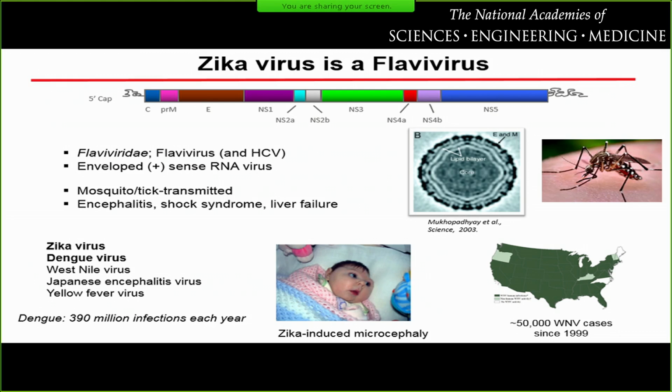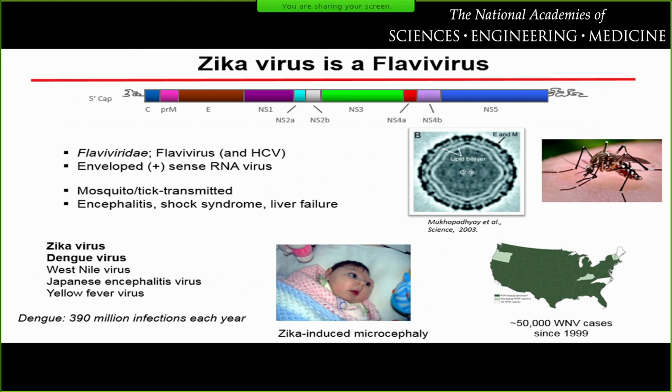So the flaviviruses, most of them are mosquito or tick transmitted. And in this talk, I'll review some of the disease syndromes that they actually cause and where we think Zika fits into this. And so the flaviviruses, for the ones that cause epidemic disease in humans, tend to cause either encephalitis, shock syndrome, or liver failure.